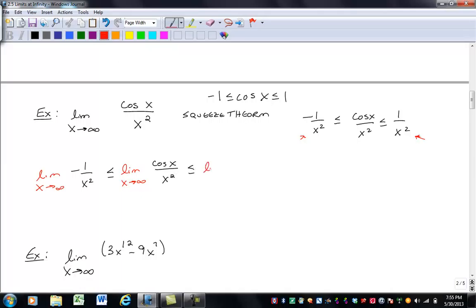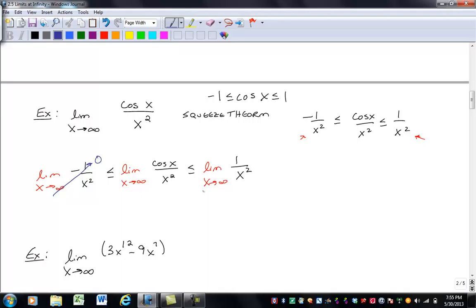So I use the squeeze theorem, and I take the limit of all 3 sides of that. And even though I can't take the limit of what's in the middle, I can take a limit of what's on the left-hand side and what's on the right-hand side. Notice that that limit, the limit as x goes to infinity of -1 over x squared, goes to 0 because you've got 1 over huge numbers on the bottom.